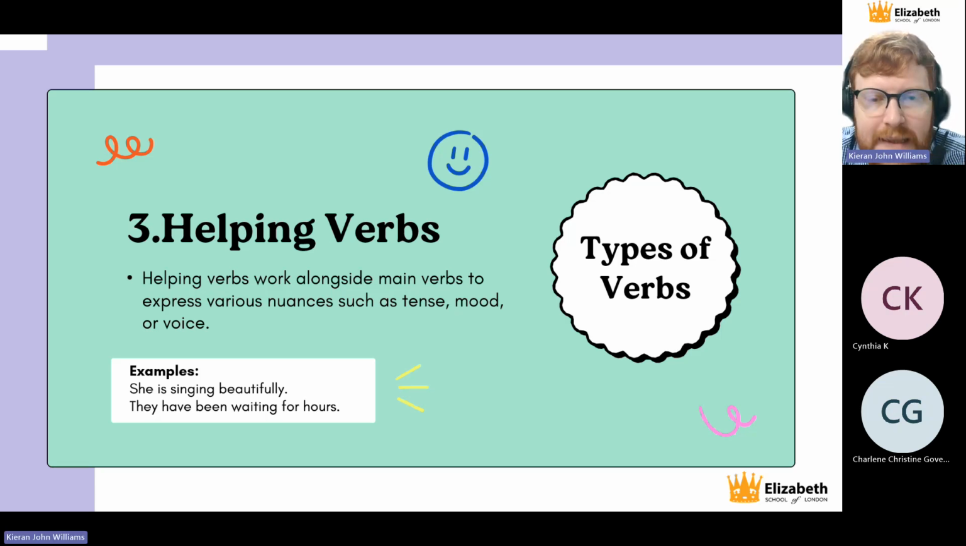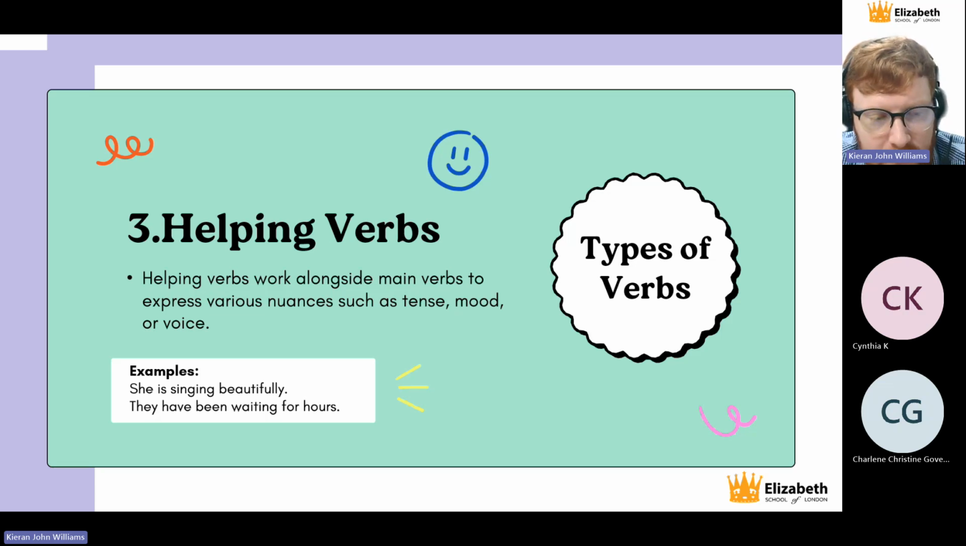Another type that we have are helping verbs. This is when it is a verb, but it's not the main verb of a sentence. It's just there to help give some context. So we've got, she is singing beautifully. Singing is our main verb and is is our helping verb. Is tells us that it is a present continuous sentence.